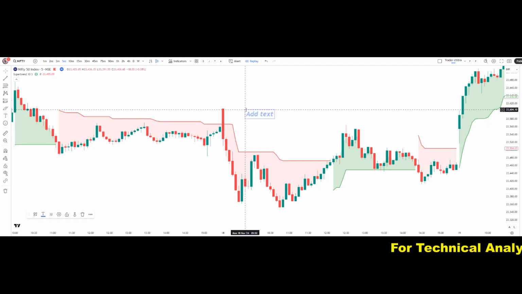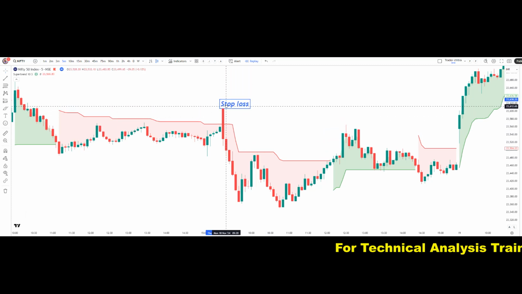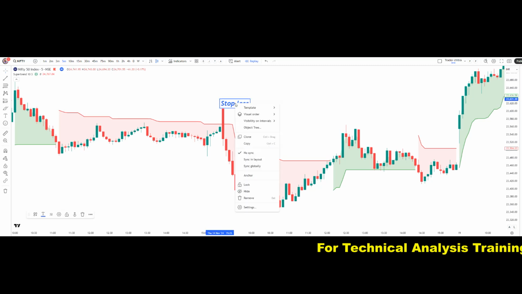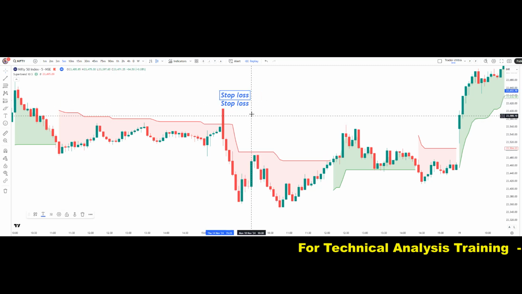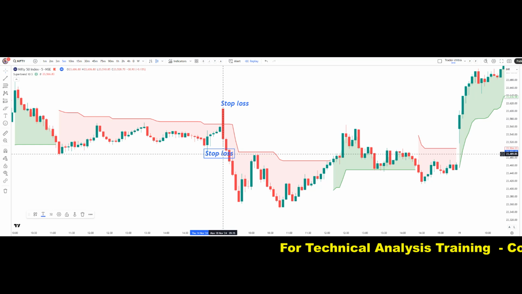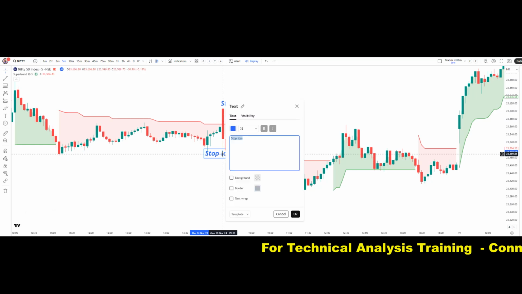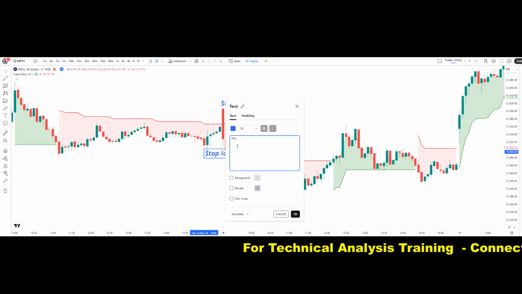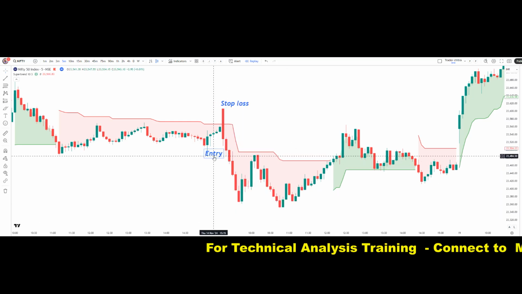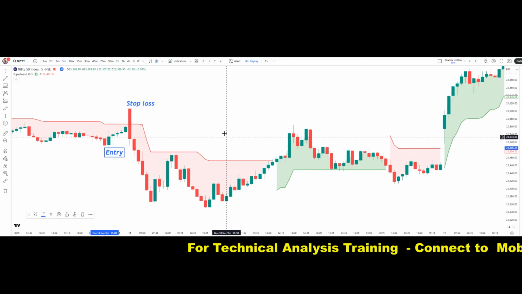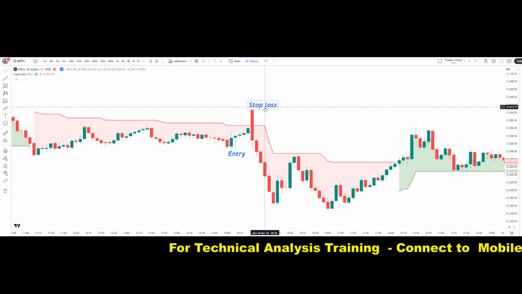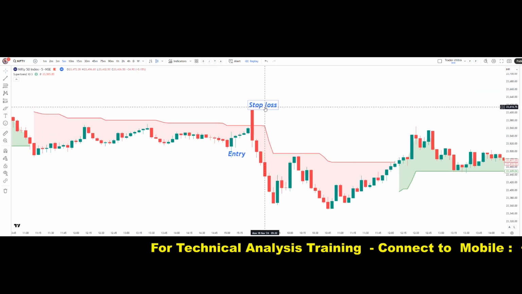So what will be the stop loss? The stop loss is the high of the red candle. So this is the stop loss. The high of this red candle is the stop loss. So again, where is your entry? The entry is below this red candle. So entry is below this red candle, and keeping the high of this red candle as stop loss, you can enter into the short trade.